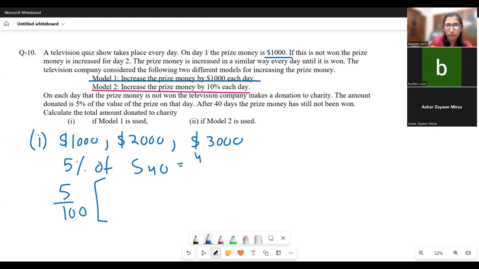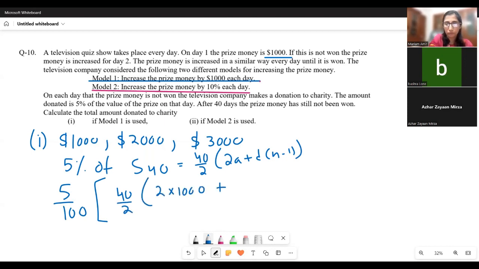S40 is 40 over 2 times (2a plus (n minus 1)d). So 40 over 2 times (2 times a, which is 1,000, plus d, which is also 1,000, times 39). Can you tell me why we are taking 5%? क्योंकि जो पैसे नहीं कोई जीतता उसका 5% चैरिटी पे जा रहा है. तो आपसे यही पूछा हुआ है कि चैरिटी को कितने पैसे मिलेंगे अगर पूरे 40 डेज कोई भी प्राइस मनी नहीं जीतेगा.